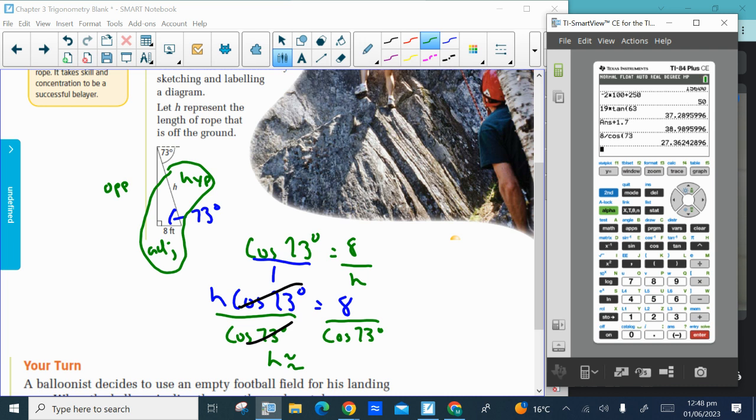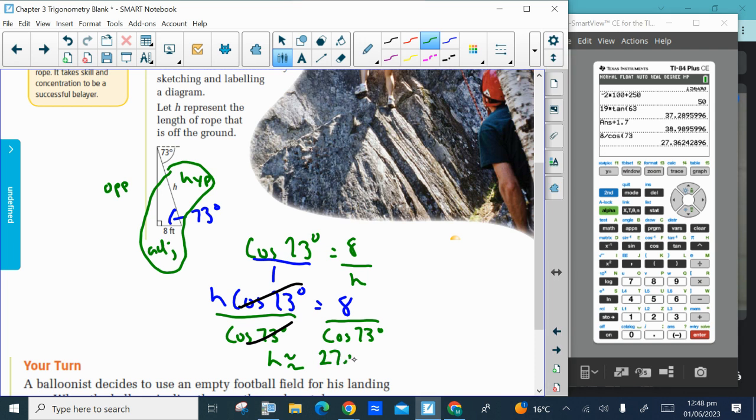So 27.4 doesn't tell us what to round to, so I'm going to round to the nearest tenth. 27.4 feet. We're told that Aaron is 8 feet from the base of the cliff, so h will be in feet as well.